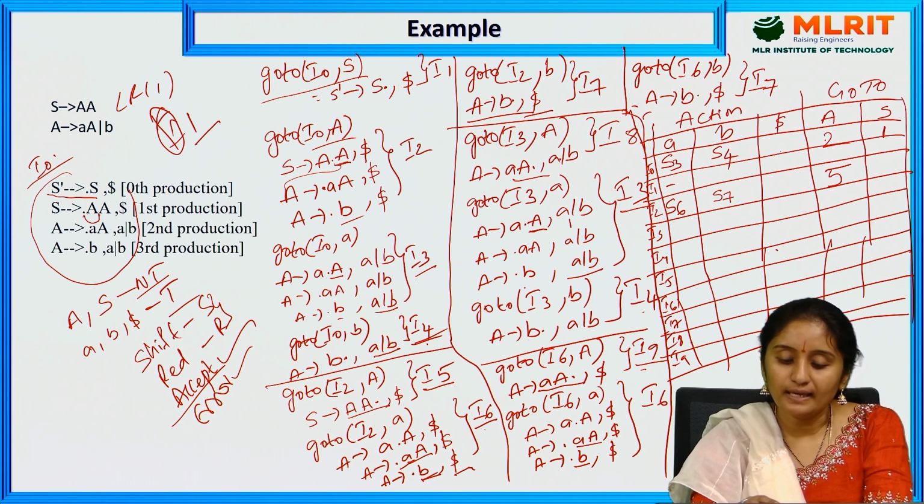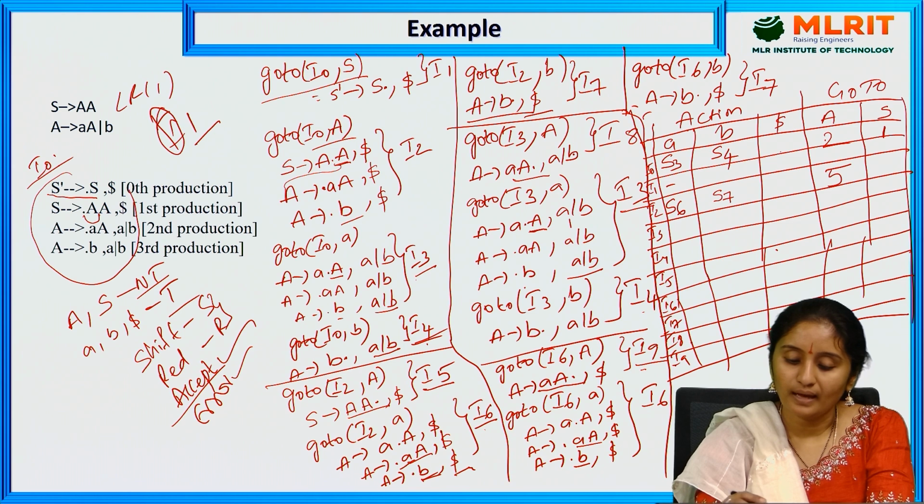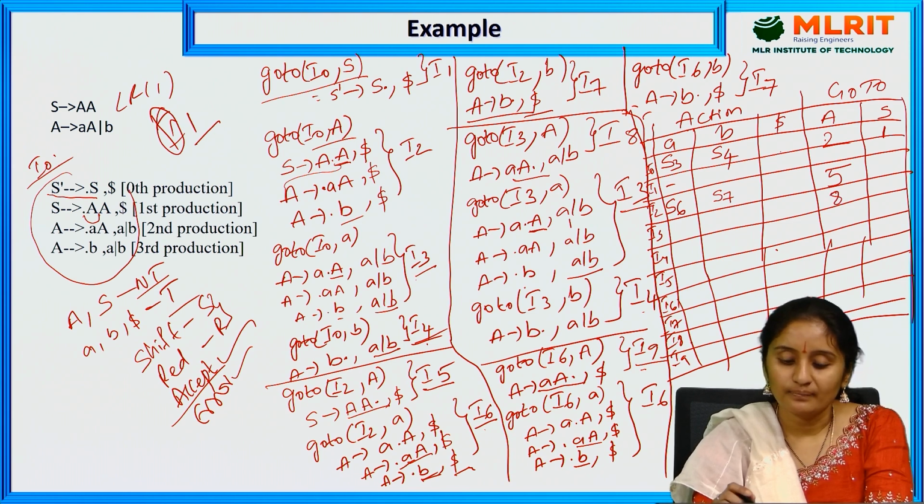Next, I3, comma capital A. I3, comma capital A, it is going to the 8th state. I3, comma small a, it is going to S3. I3 is nothing but S3. Next, I3, comma small b, is moving to S4.